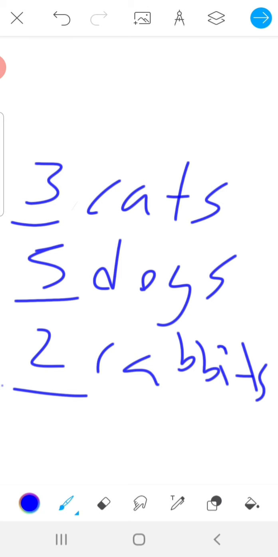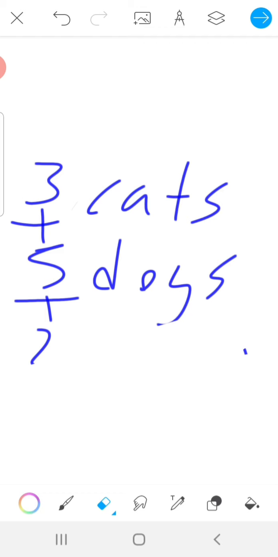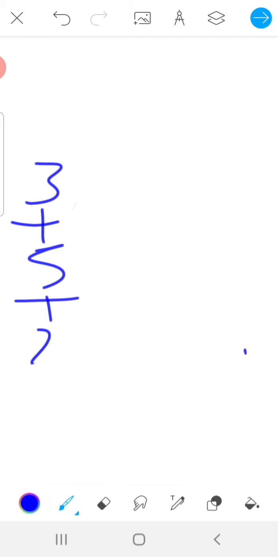3 cats. Okay, so first we need to add up all of the numbers here so we know the amount of animals we have. Because remember, the bottom number is always the amount of animals we have, the amount of pieces. So 3 plus 5 plus 2 is equal to 10. That means that this is 3/10, and basically you do 3 divided by 10, which is equal to 0.3.